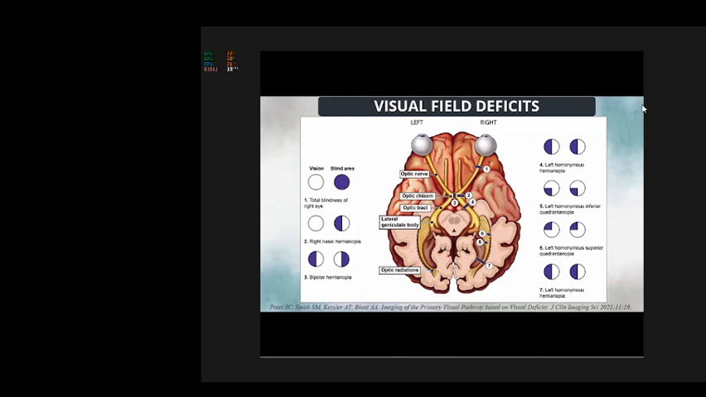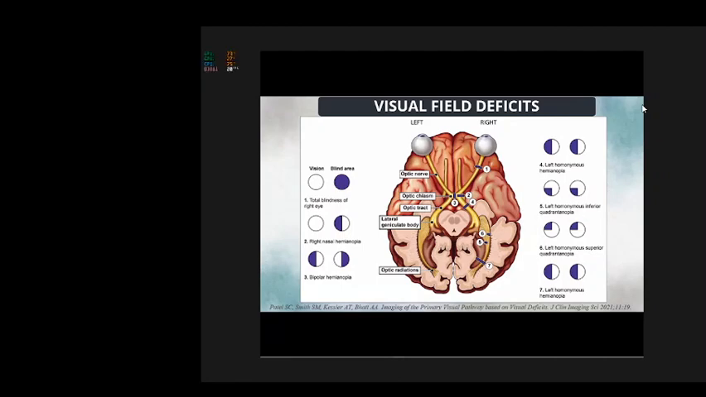For the visual field deficits, optic nerve lesion can cause monocular vision loss. Optic chiasm can cause bitemporal hemianopsia. Optic tract can cause homonymous hemianopsia. Lateral geniculate nucleus lesion can cause homonymous hemianopsia. Contralateral temporal optic radiation or your Meyer's loop lesion can cause upper homonymous quadrantanopia.